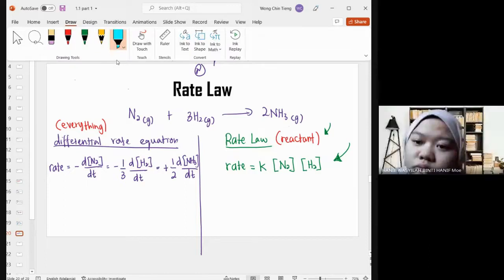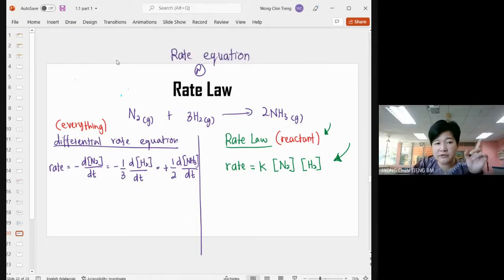No. No, Lim say no. The stoichiometry for your differential rate equation, kita ambil kira. Alright? That's why we badly need a balance equation. We basically must have the balance equation before that. But over here, we are not taking count of the stoichiometry. That's why I cannot put a 1 or a 3.